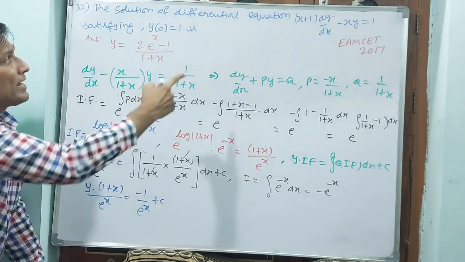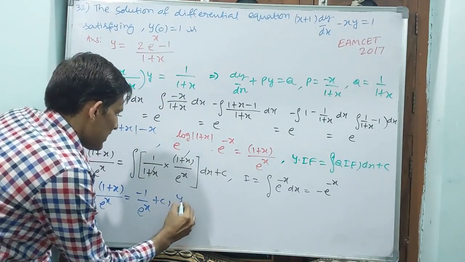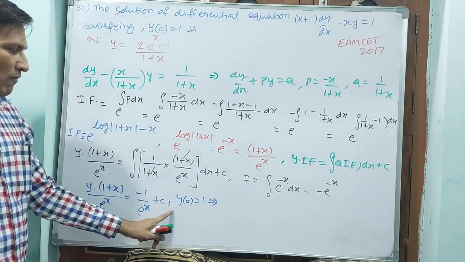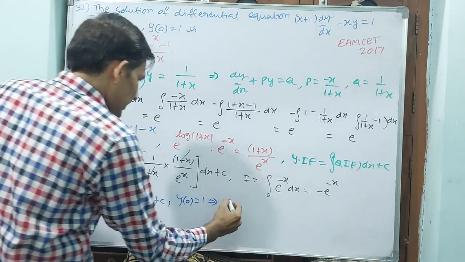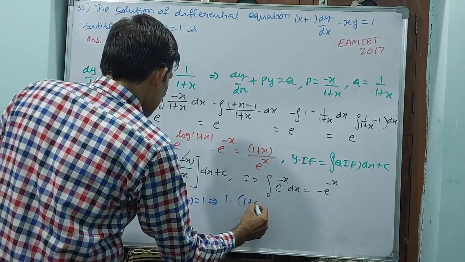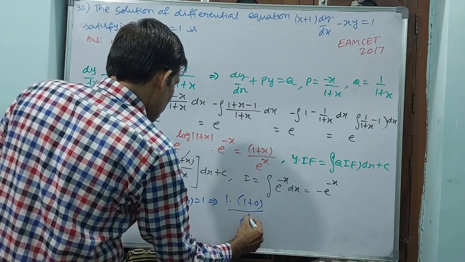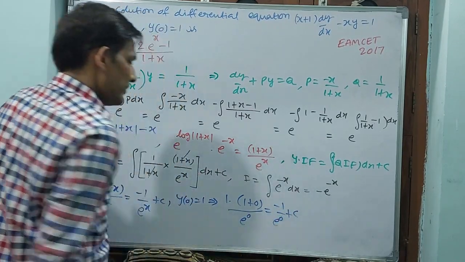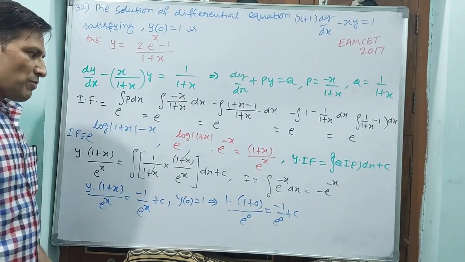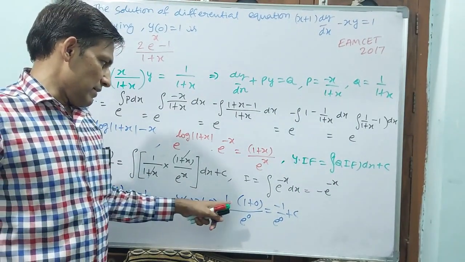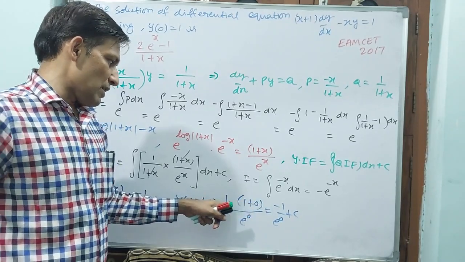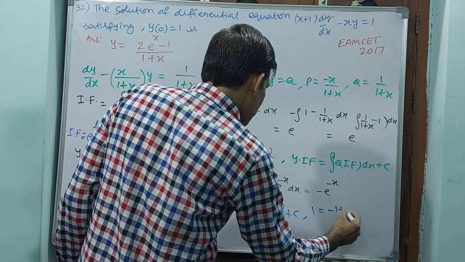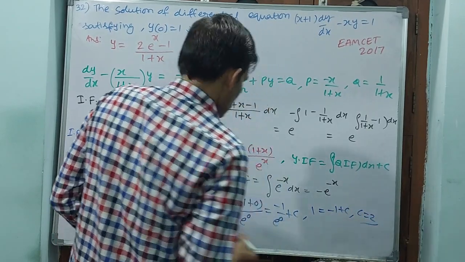This c value, how to find? y of 0 is equal to 1. Y of 0 is equal to 1 implies, you see, input you give 0, y will be 1. 1 into 1 plus 0 divided by e power 0 is equal to minus 1 by e power 0 plus c. Okay? E power 0 means 1. Here the 1 plus 0 is 1. 1 into 1 is 1. 1 by 1 is 1. That means 1 is equal to minus 1 plus c. So c is equal to 2.